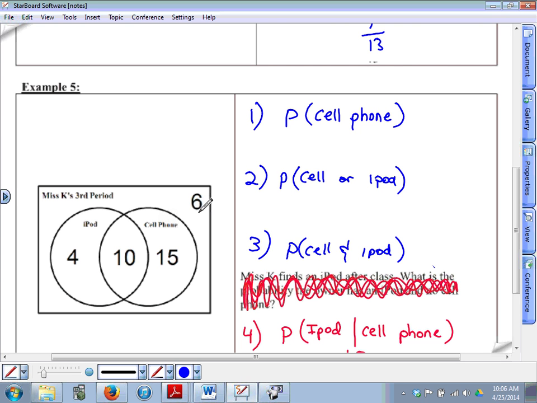What's the chance that somebody from Mrs. King's class who is chosen at random has a cell phone? Where's 25 coming from? These people have cell phones. Actually, it's 5 out of 7. Those people have cell phones. There's 25 of them. 25 out of how many? 25 out of 35 would reduce to 5 out of 7.